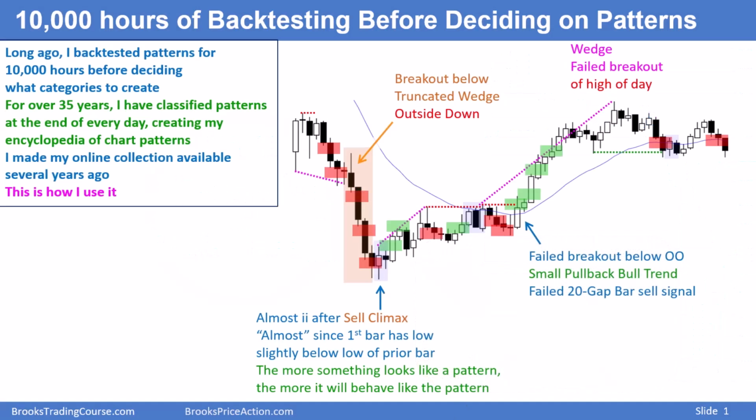Back in the 1980s and 90s, I spent about 10,000 hours backtesting all kinds of ideas. I wanted to create categories of chart patterns that hopefully would be fairly reliable. And I came up with about 100 patterns for the bulls, 100 patterns for the bears. And then each pattern can fail, so you multiply times 2, and I have about 400 categories.